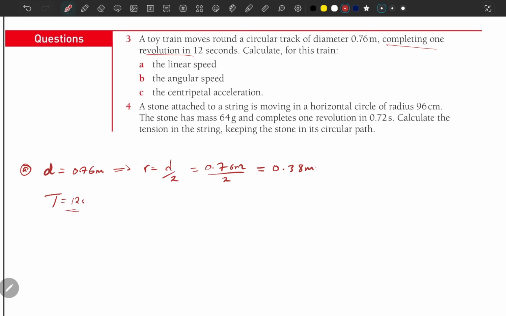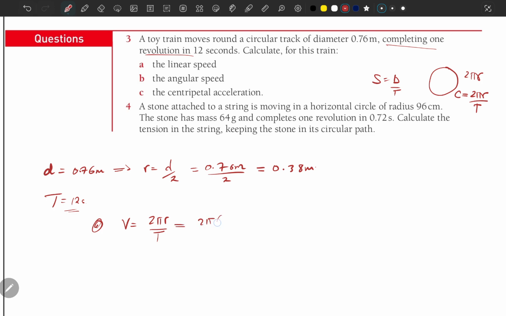How would we find linear speed? Linear speed is just velocity, and it comes from 2 pi r over t. And why is it coming from that? Because 2 pi r is the entire distance, the same way we say distance over time. That's how we find speed, right? Speed is distance over time. But for a circle, the distance is 2 pi r, the circumference. So over time, and in this case t is our period.